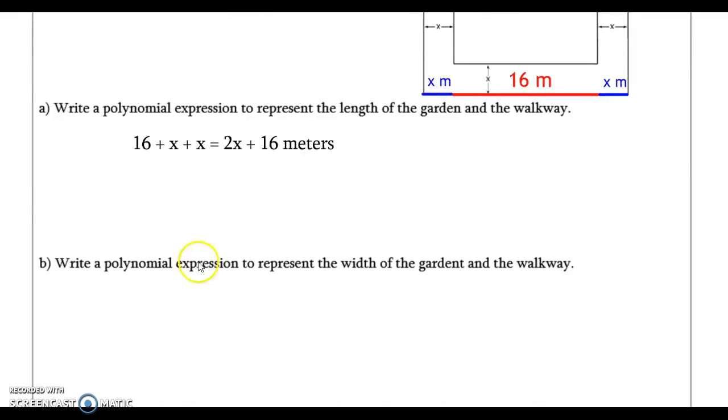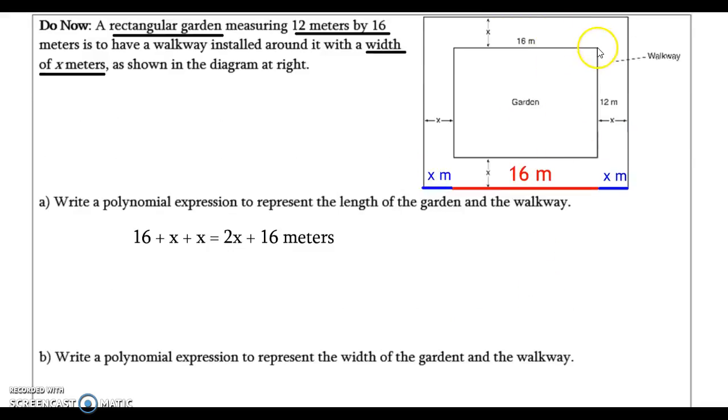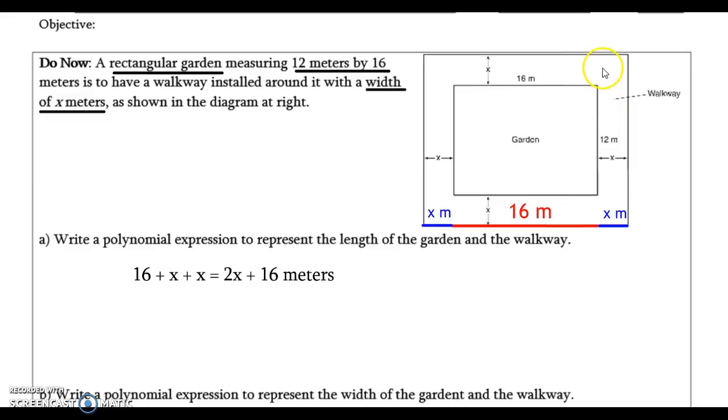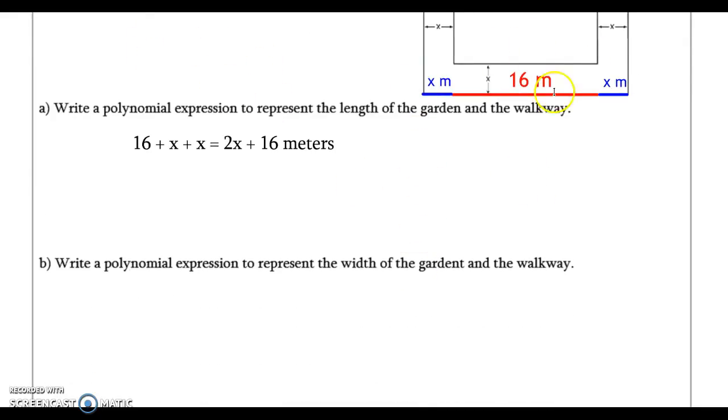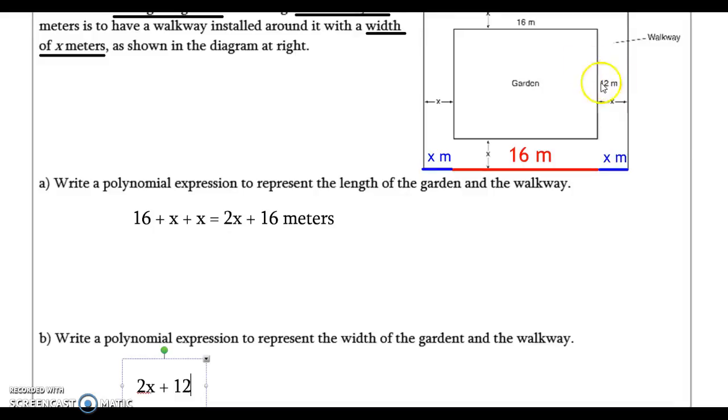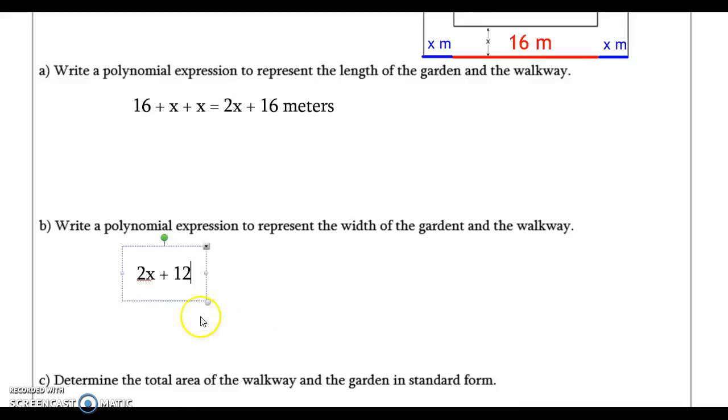Similarly, we're going to write a polynomial expression to represent the width of the garden. That's a typo, shouldn't say T. And the walkway. 12 is from here to here. From here to here is going to be X. And also from here to here is going to be X. So it's the same idea. We're including two X's because there's two different widths of the walkway that we have to contend with. So instead of writing 2X plus 16, we'll write 2X plus 12. And as you can see up here, 12 is the width of this garden.